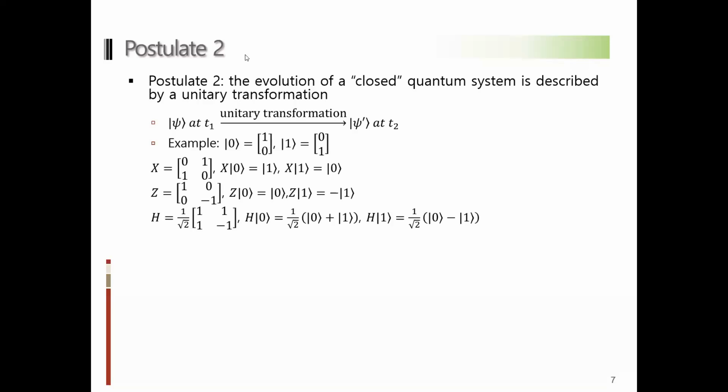As we discussed about the second postulate in the previous lecture, the second postulate says that the change or evolution of the quantum system is described by a unitary transformation. At this point, "closed" may mean nothing to you, and you will realize what it means later. For the time being, you can just ignore this part and assume that the evolution of the quantum system is described by the unitary transformation.